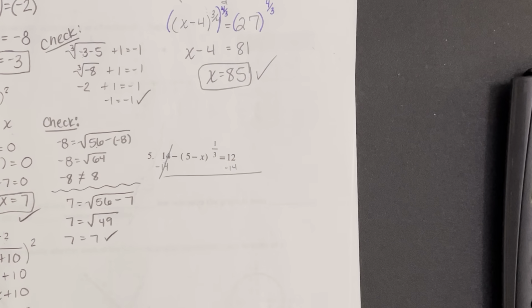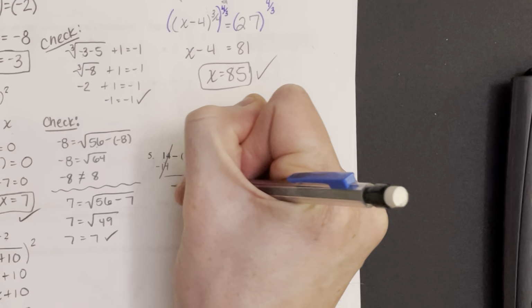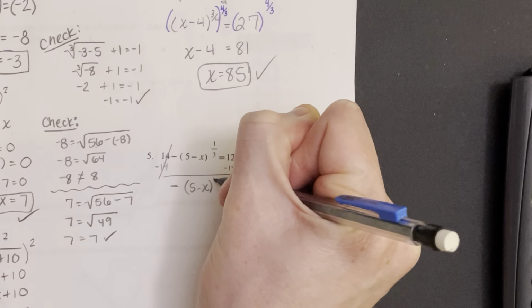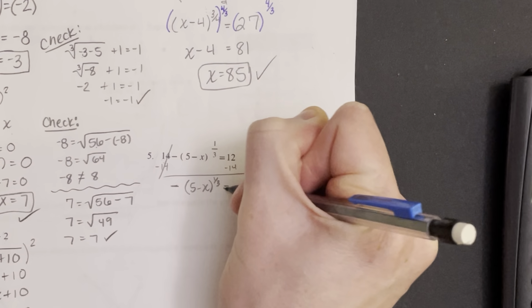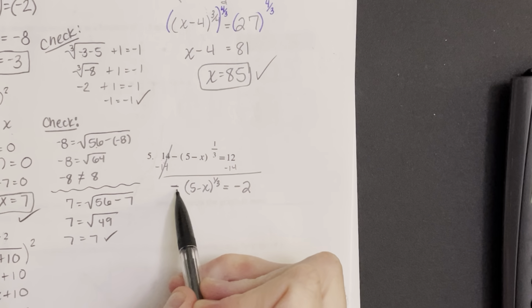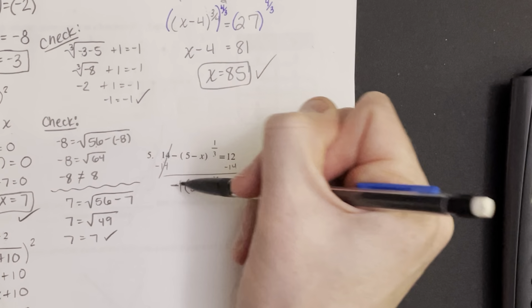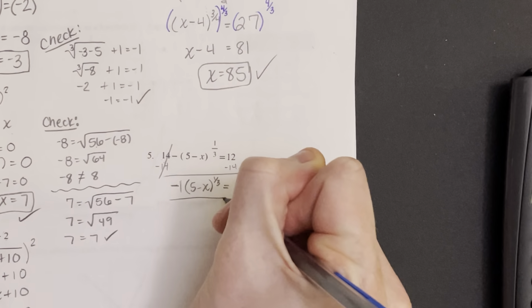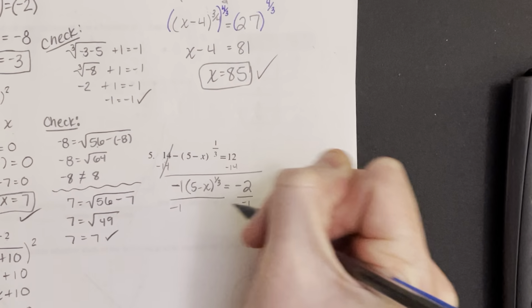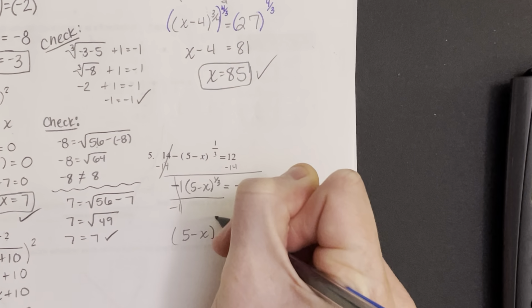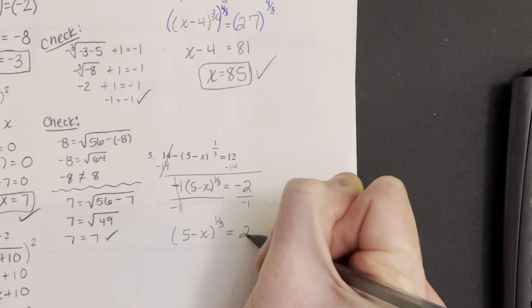14 minus 14 is 0. It leaves me with negative parentheses 5 minus x to the 1/3 power equals -2. This negative out front is like you have a -1 there. -1 times 5 minus x to the 1/3 power. So we're going to undo that by dividing by -1. We get 5 minus x to the 1/3 power is equal to a +2.